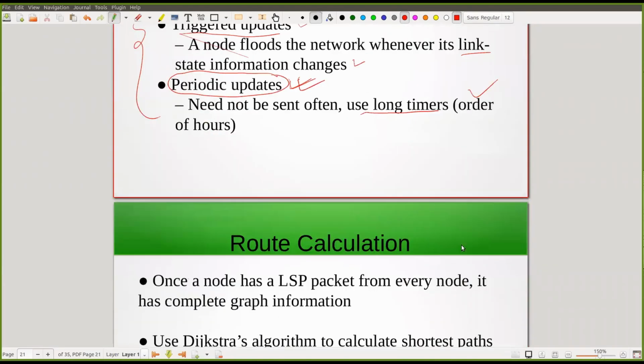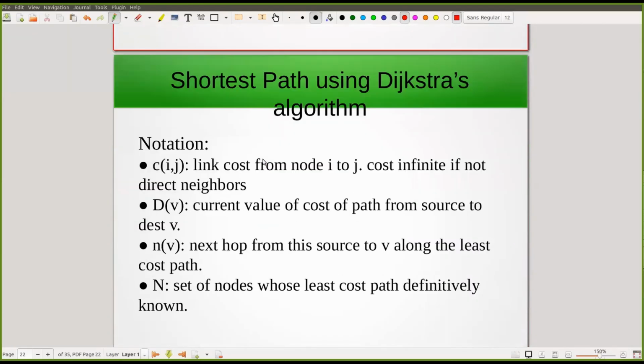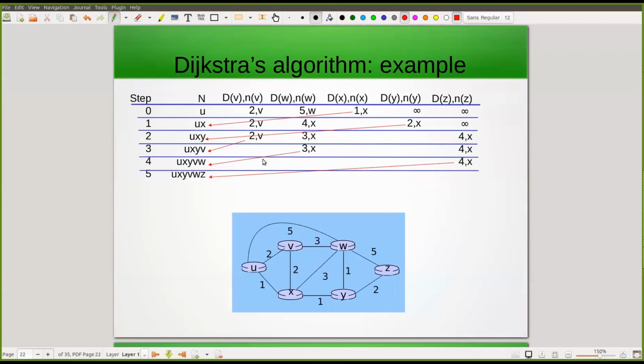Once we collect the global information, the next stage is route calculation. The route calculation is done using Dijkstra's algorithm, which you already know. Everybody knows how Dijkstra's algorithm works to calculate the shortest path, so I'm not going to go into much detail. Once we have the global knowledge acquired at each and every node, we use Dijkstra's algorithm to calculate the shortest path. This is an example I'm just giving.